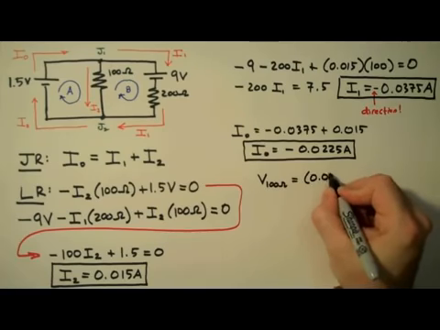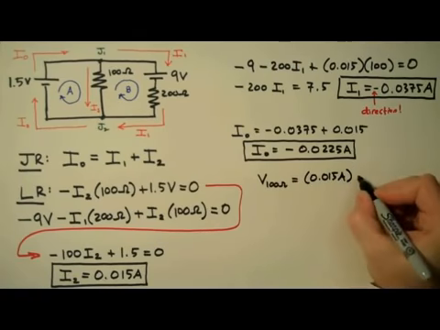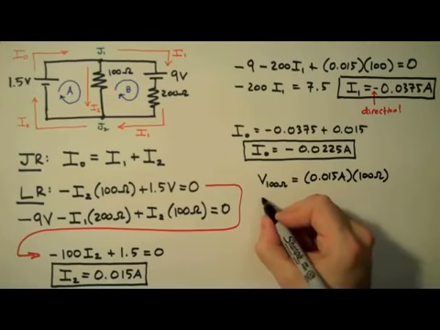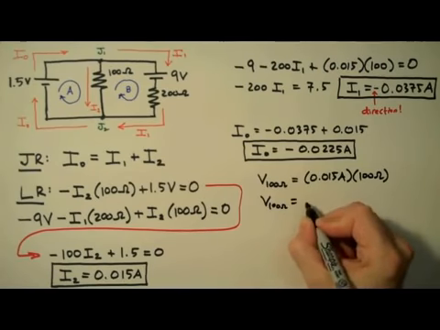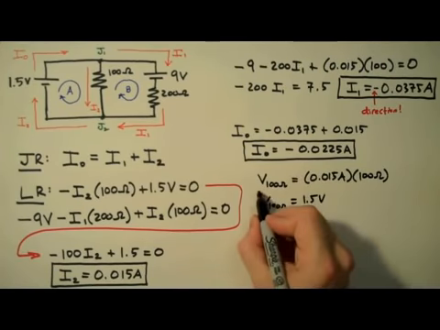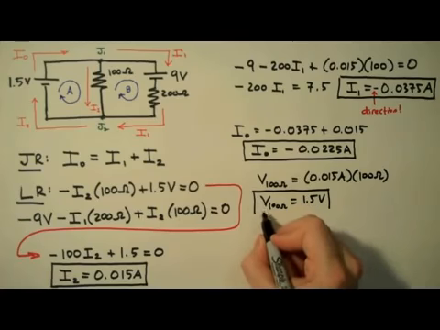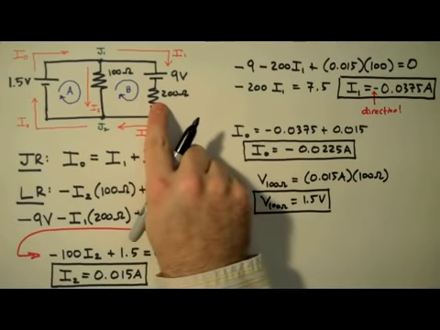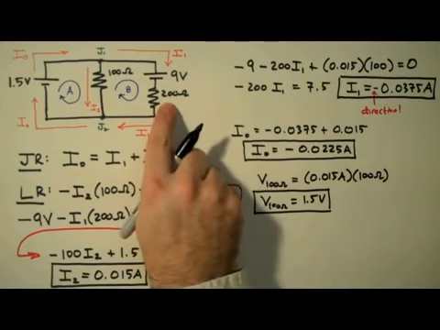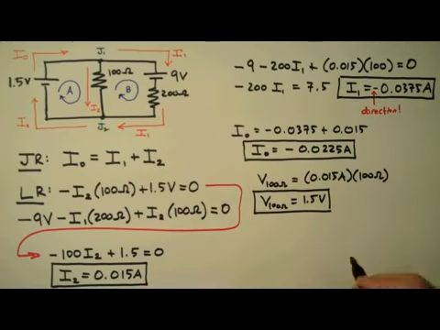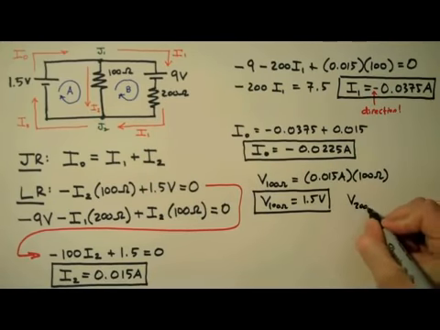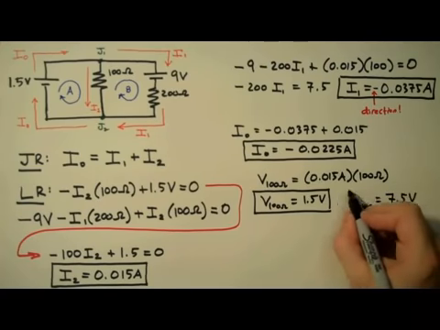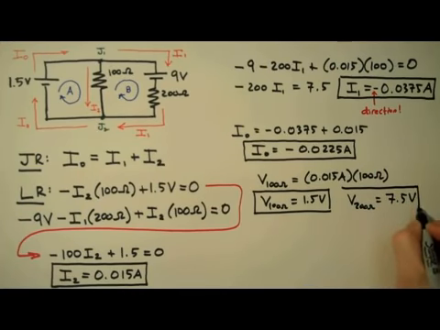So for current, we use the 15 milliamp value and the 100 ohm value. And we find out that the voltage drop across the 100 ohm resistor is going to be 1.5 volts. I'm going to do the same thing for the 200 ohm resistor, but to conserve some space here, I'm going to skip the calculation and just get to the value. So using that current and the 200 ohm resistor, we have a value of 7.5 volts for the voltage drop across the 200 ohm resistor.